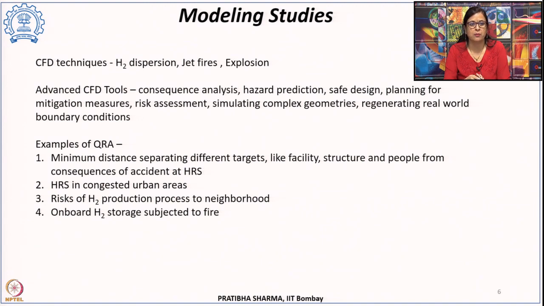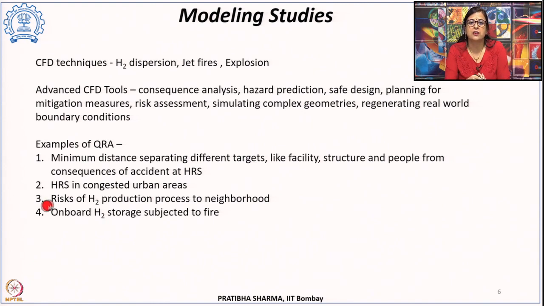Now, some of the examples of quantitative risk assessment include identifying the minimum distance between the target, like the facility, structure and people at a hydrogen refueling station. What should be the separation between the facility and the structure or the people surrounding it, people who are coming at a hydrogen refueling station? That safe distance can be predicted using QRA.